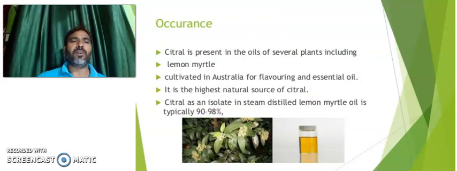So, occurrence of Citral. Citral is present in the oils of several plants, including lemon myrtle, cultivated in Australia for flavoring and essential oil. It is the highest natural source of Citral. Citral as an isolate in steam distilled lemon myrtle oil is typically 90 to 98% Citral.